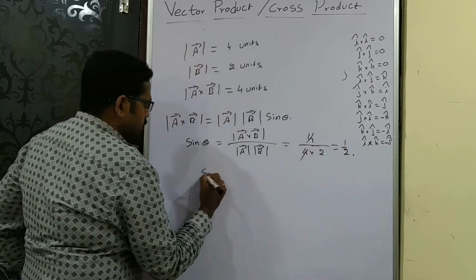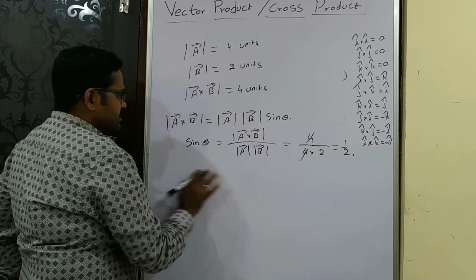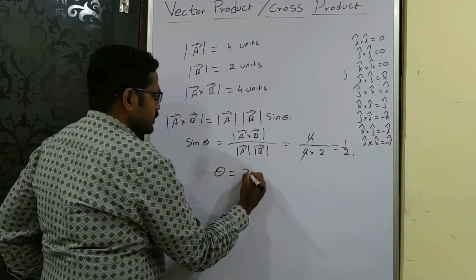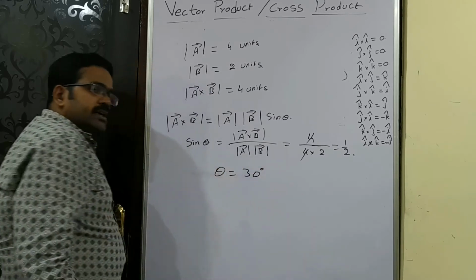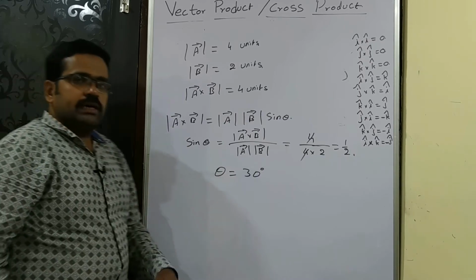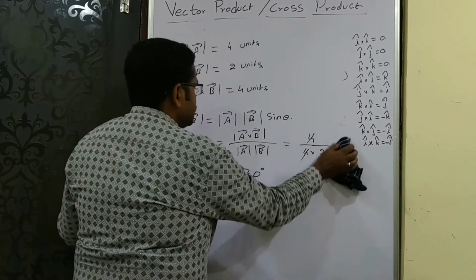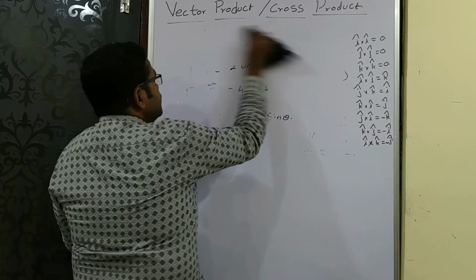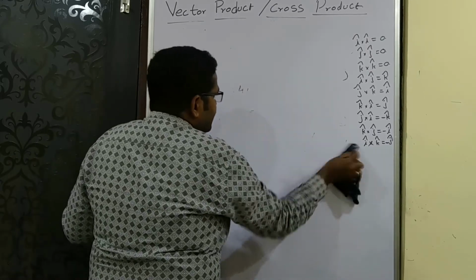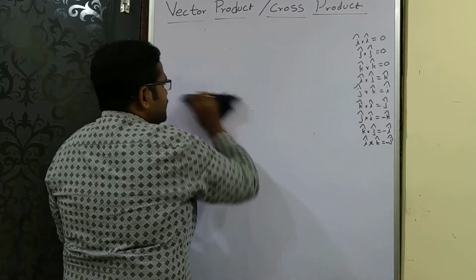When is sin theta equal to 1 by 2? When theta is equal to 30 degrees. You got the answer. This is how you need to answer it. Now I am going to give a question to you. Let us see how we have to relate the other vector with these two vectors.